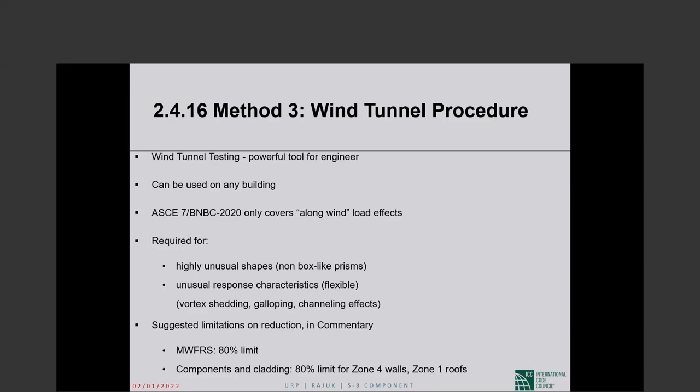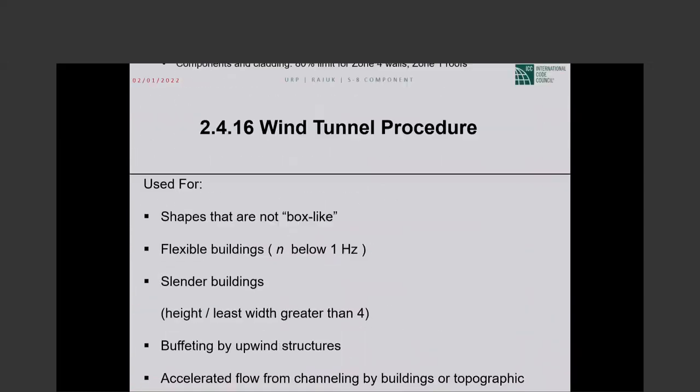And also for components and cladding, do not go below 80% of the values that you will get for zone 1 of roofs and zone 4 of walls. That zone 1 is the interior of the roof, zone 4 also is the interior of the walls. Anyway, details aside, ASCE 7 felt it necessary to warn you in the commentary not to go too far below the ASCE 7 values when you do wind tunnel testing. This is back in the days when wind tunnel testing was not standardized.